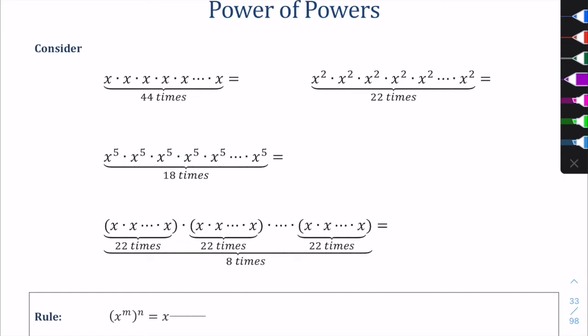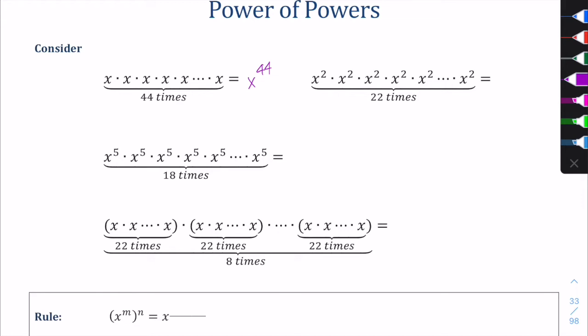This lesson is on the power of powers property of exponents. Okay, let's consider some things that we've seen before. Like if we have x times x times x, a total of 44 times. Well, of course, that's x to the 44th power. We've done enough exponent properties already. That seems second nature to us.